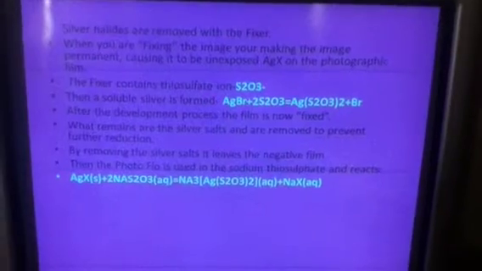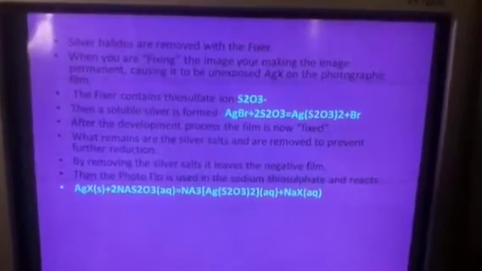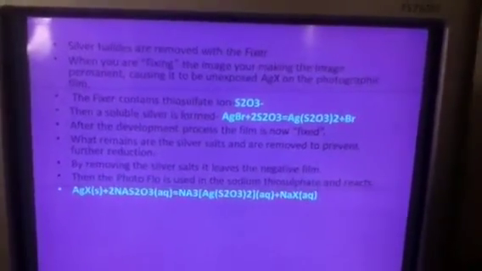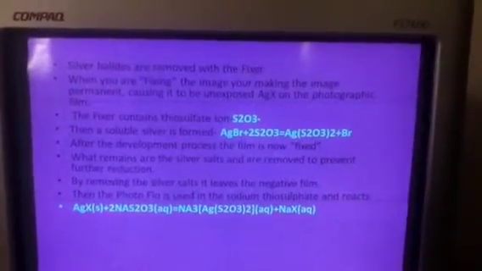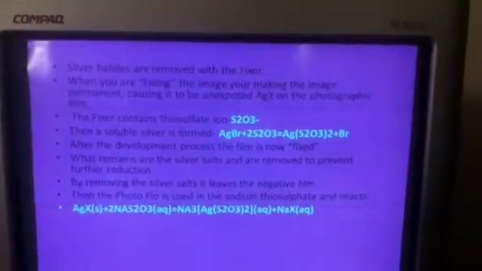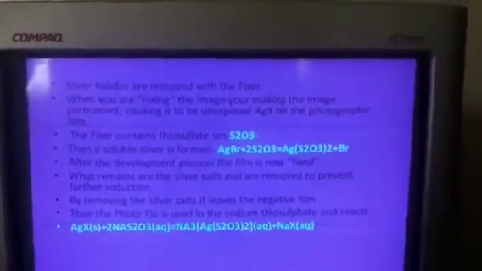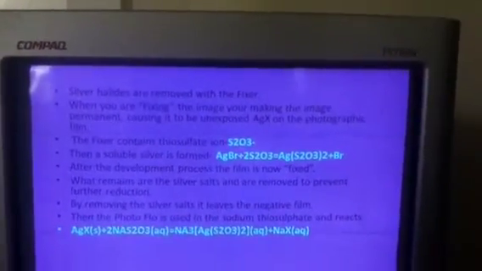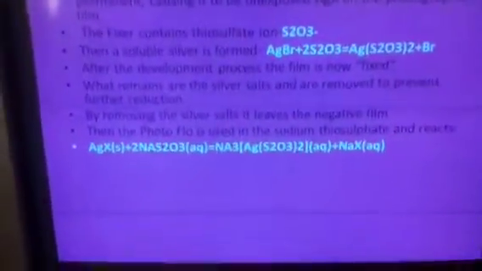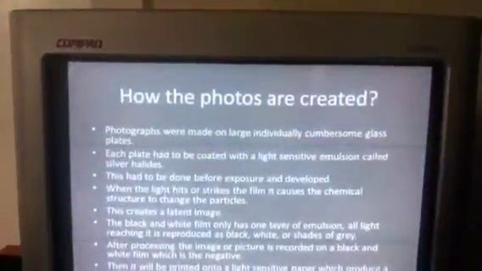After the development process, the film is now fixed. What remains are the silver salts, and they are removed to prevent further reproduction. By removing the silver salts, it leaves the negative film, and then the Photo-Flo is used in the sodium disulfide and reacts. And that's the chemical equation right there when it reacts.